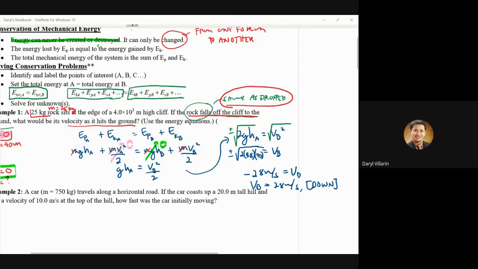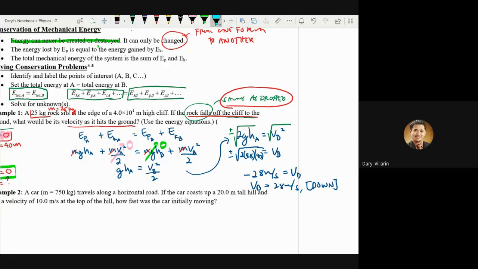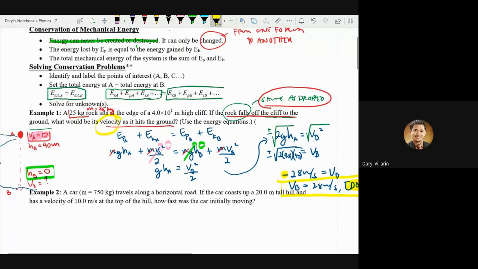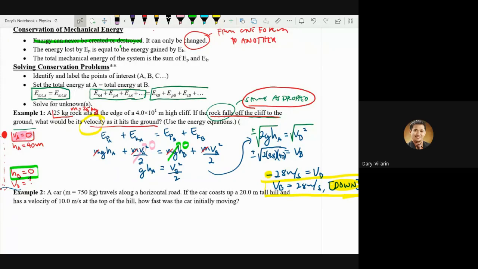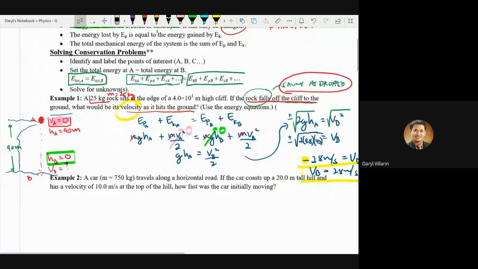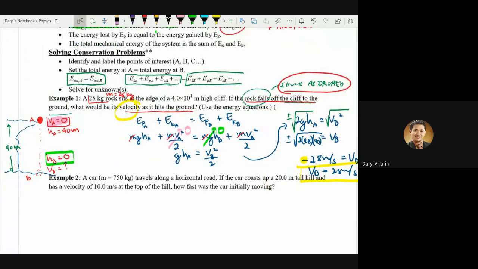So the negative sign here indicates that it's downward. Since the question is velocity, you have to include the direction. So again, when you take the square root, remember that you have two roots, like in a quadratic equation, plus and minus. So I take the minus sign because I know that at the bottom, its direction is downward.